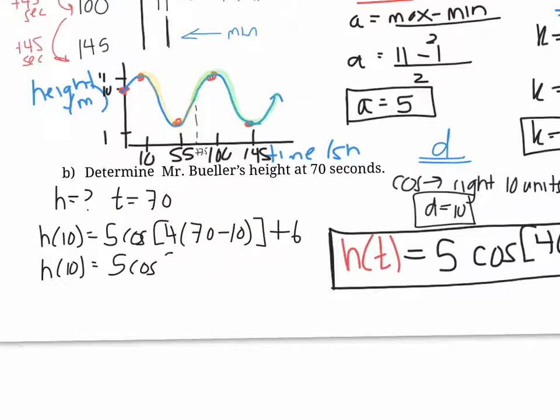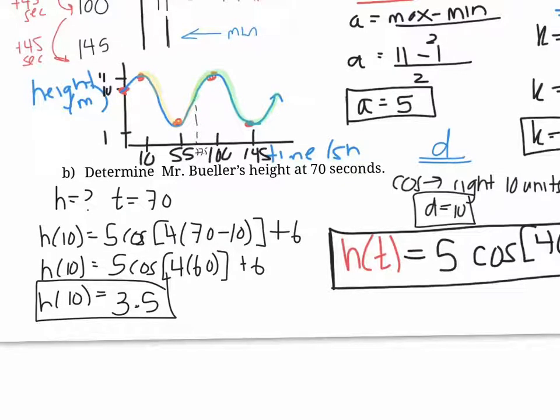I'll just put cos of 4 times 60. Sorry, I just had a brain fart there. Plus 6. And let's throw it in the calculator. Before we do, I predict it has to be somewhere between 11 and 1, right? That's the maximum 11. That's the minimum 1. So our answer better be between 11 and 1. Let's check it in the calculator. And I got 3.5, which is between 11 and 1, so far so good. So what's our conclusion? Therefore, after 70 seconds, Mr. Bueller is at a height of 3.5 meters on the Ferris wheel.